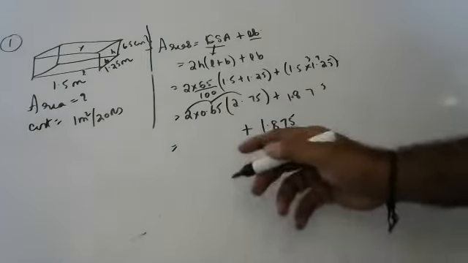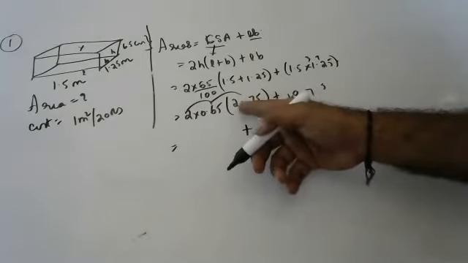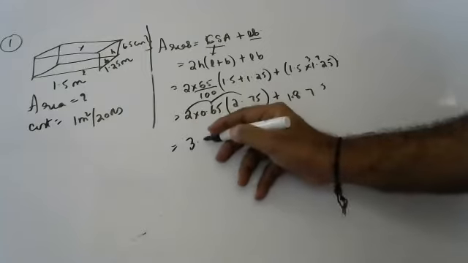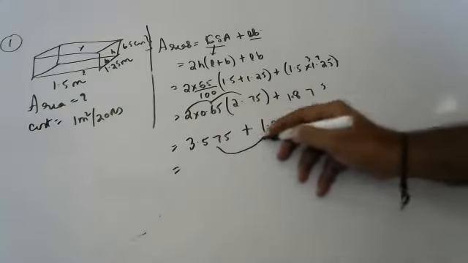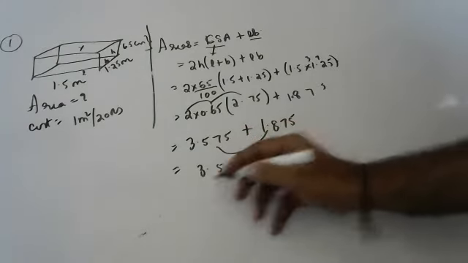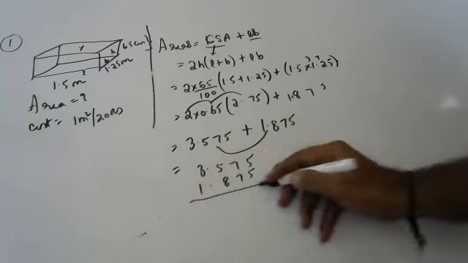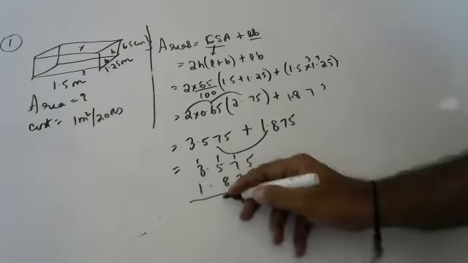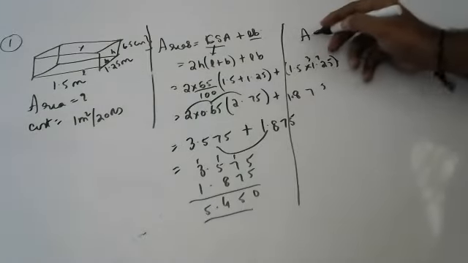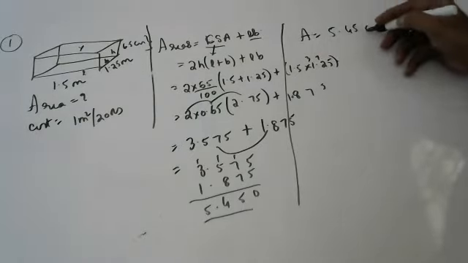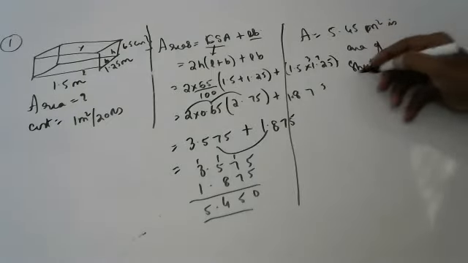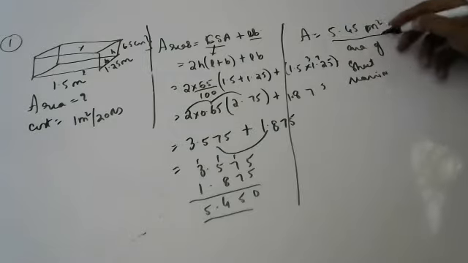2 into 0.65 into 2.75 is 3.575. 3.575 plus 1.875, anyone? 5.45. Yes, thank you. Okay, 80 plus people are responding anyway, and 90 plus people are more interested. 5.45 meter square, children, is the area of the sheet required.